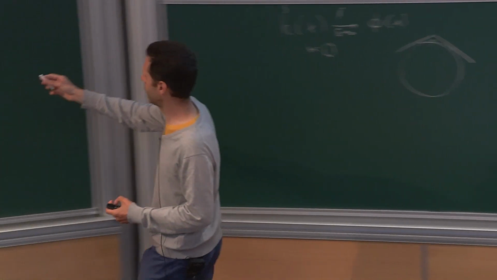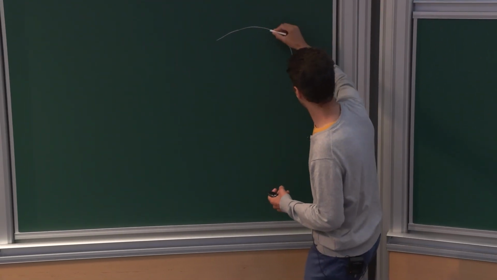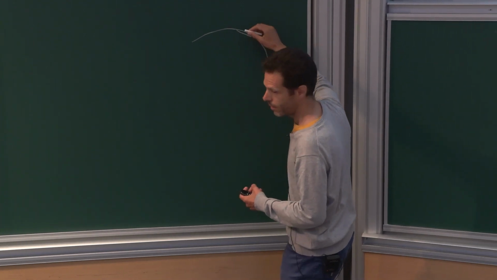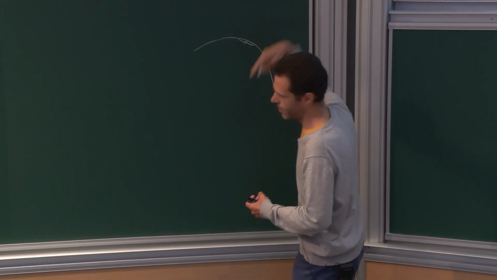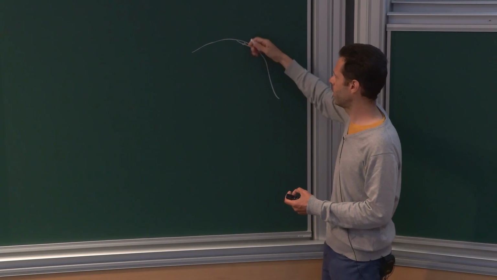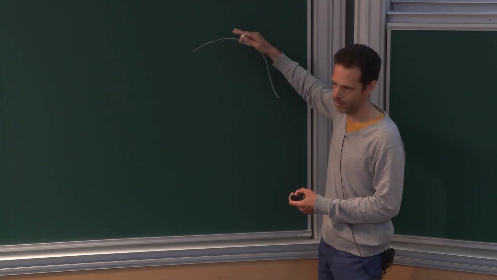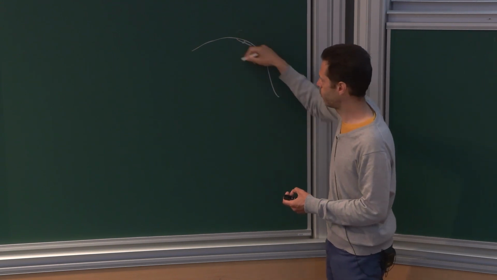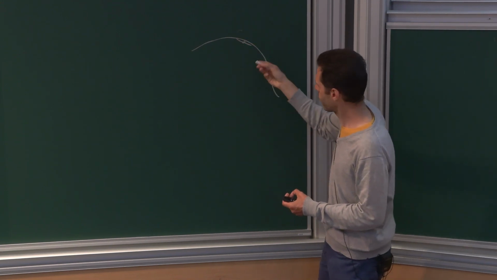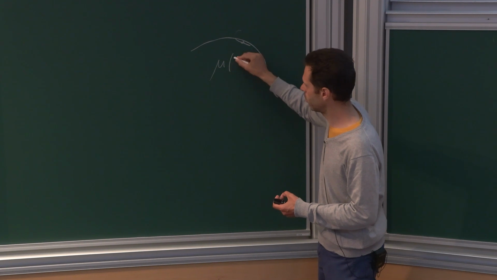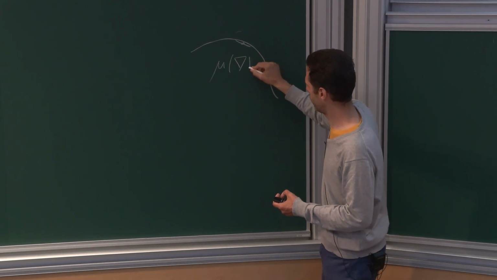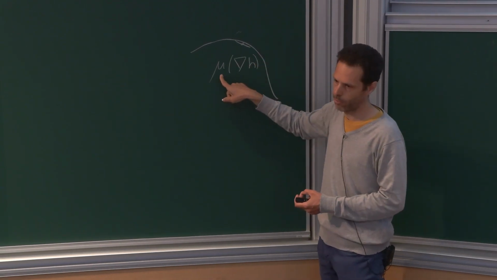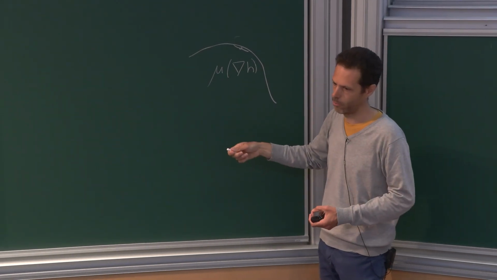So what you expect is that you have the interface somehow, and it will tend to flatten, and you can compute the speed at which it flattens by computing how much this decreases the surface energy. But in front of this, which is something that is purely an equilibrium effect, you have this mobility, mu of gradient of the height. And this you can compute, at least formally, from the Green-Kubo formula.